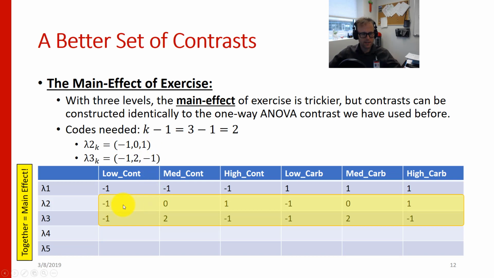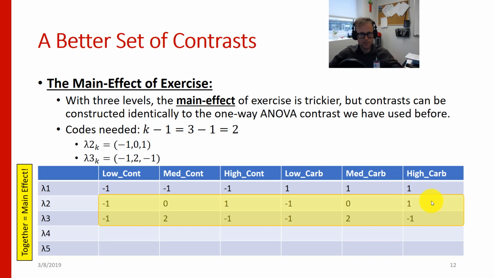But now notice that this is following what level of exercise you're doing. So both the low control group and the low carbohydrate group get a -1 because those are both low exercise groups. The medium control and the medium carbohydrate group both get a 0 because those are both medium exercise groups. And the high control and the high carbohydrate group both get a +1 because those are both high exercise groups. So lambda 2 is coding exercise.